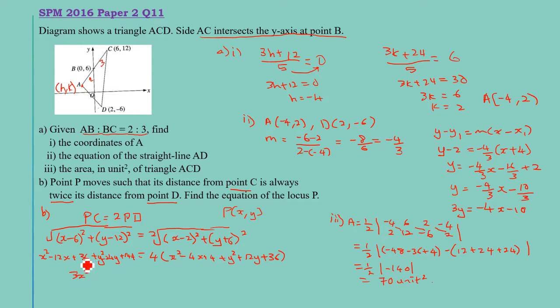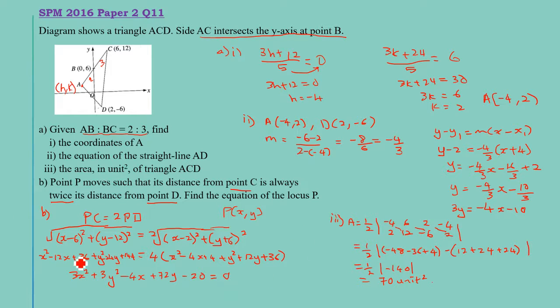So 4y squared, bring this across, so minus, so it becomes 3y squared. And then all the x, when you combine together, you will get minus 4x. And then combine all the y, you get 72y, and all the constants combined together, you get this equals to 0. So this is your final answer, the equation of locus.